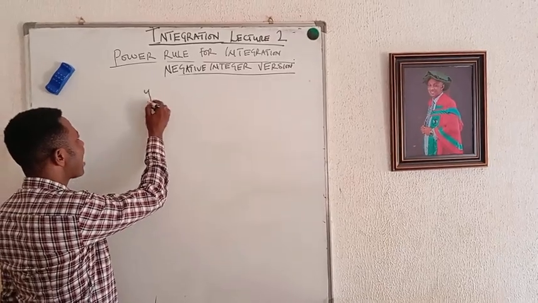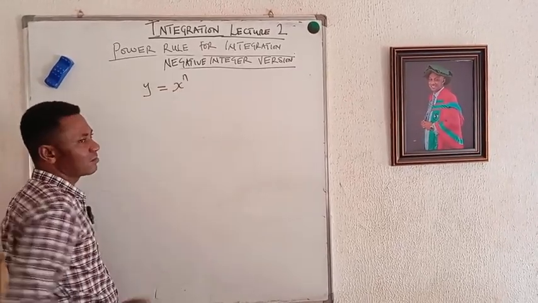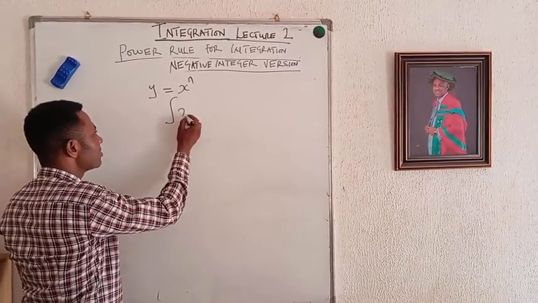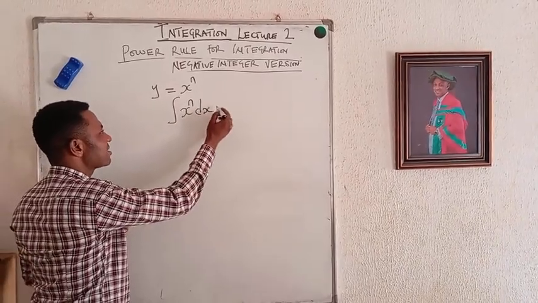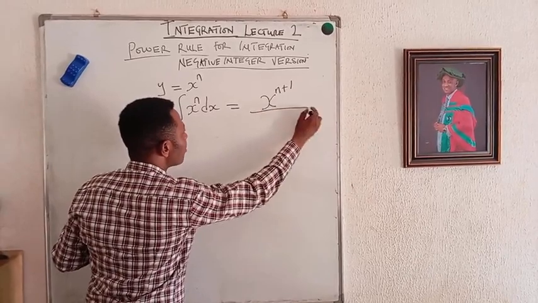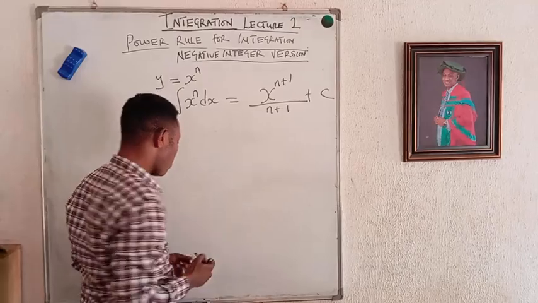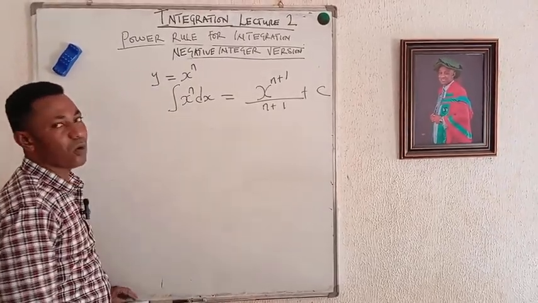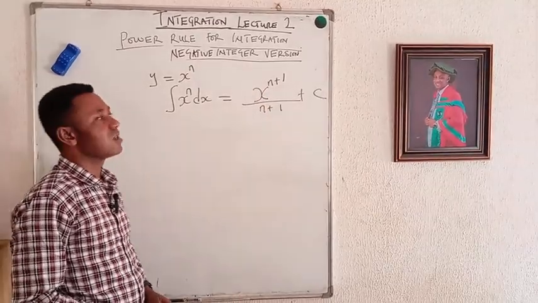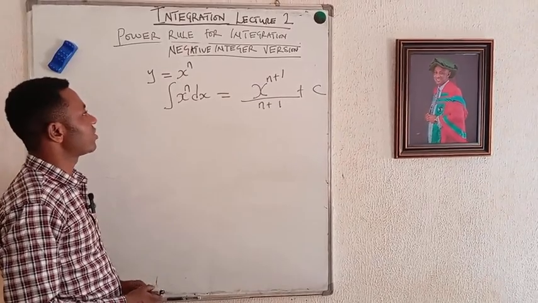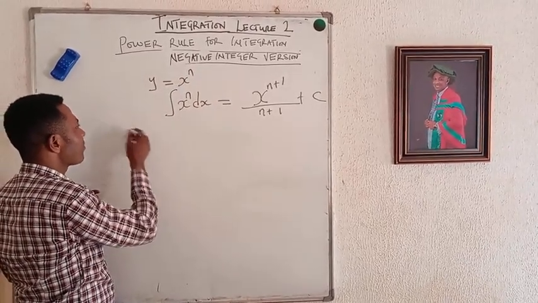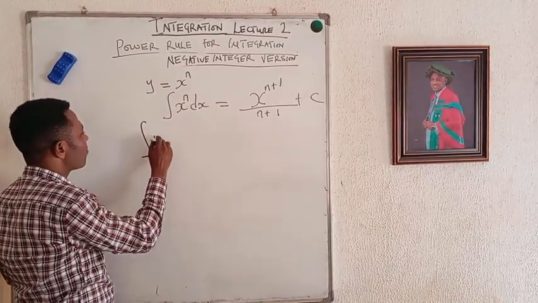For example, if you are given a function y is equal to x power n, to integrate this function, the power rule says that integrating x power n with respect to x gives x power n plus 1 all over n plus 1, plus c, where c is the constant of integration.